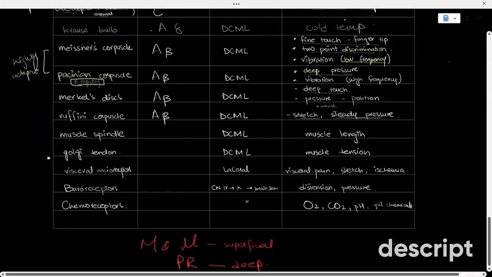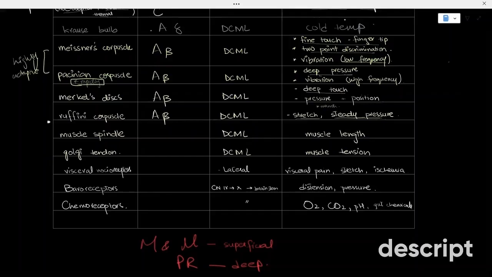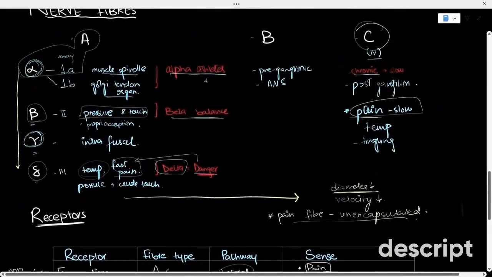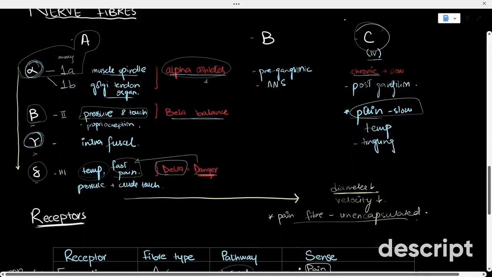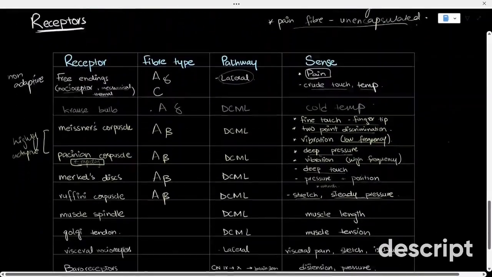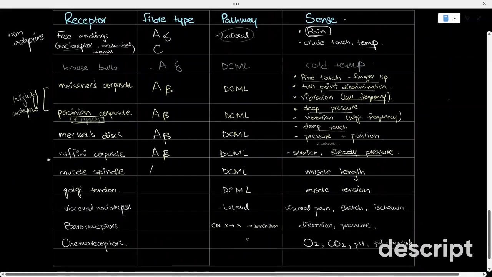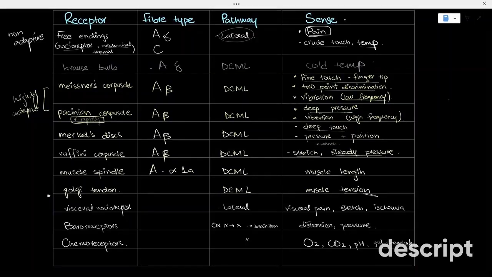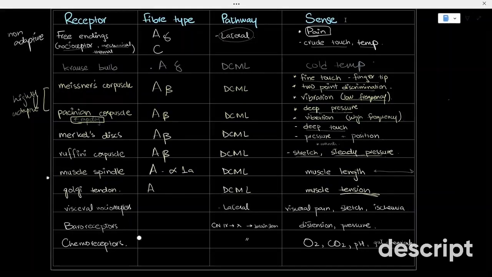The muscle spindle is present in muscles and is responsible for the muscle length. Muscle spindle, which one was it? A alpha 1A. The Golgi tendon is responsible for muscle tension. So whenever there is an increase in length of the muscle due to a stretch, muscle spindle receptors are activated. If there is increased tension, the Golgi tendon ones are activated, and as we already did, they are A alpha 1B.